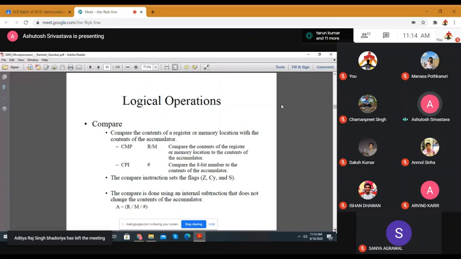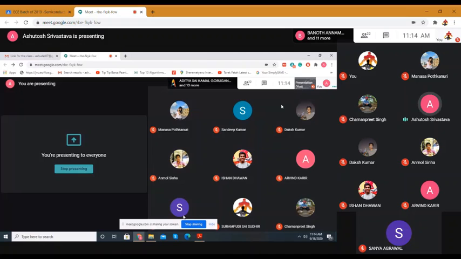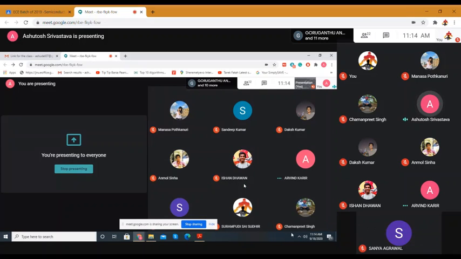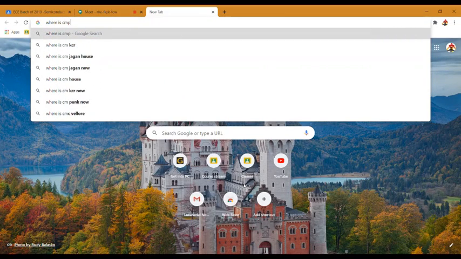So in which all situations would you be doing a compare statement? Anybody? Arvind? Yes, sir. So where do you think a compare statement would be used? Comparing the instructions, or like comparing the digits, like 5 greater than 4 or anything like that.